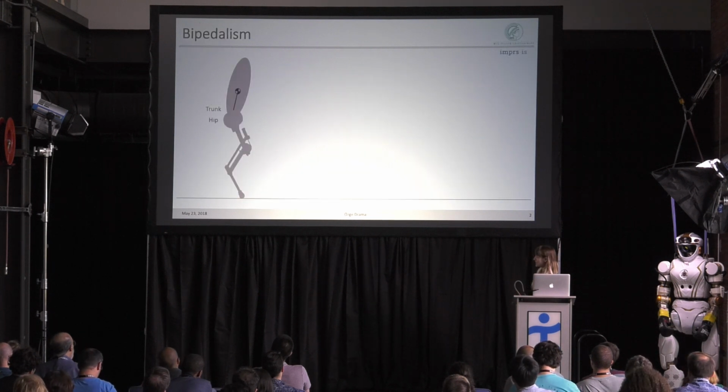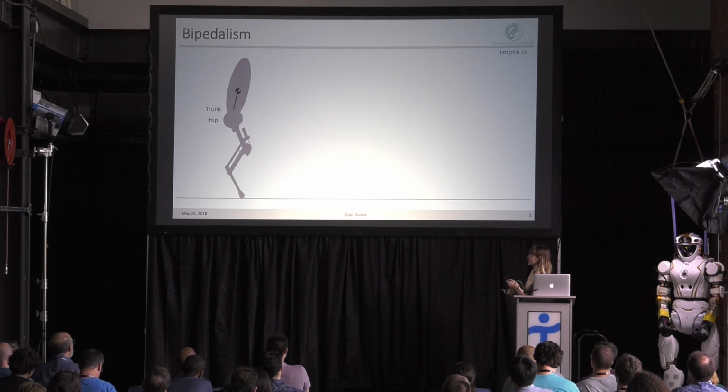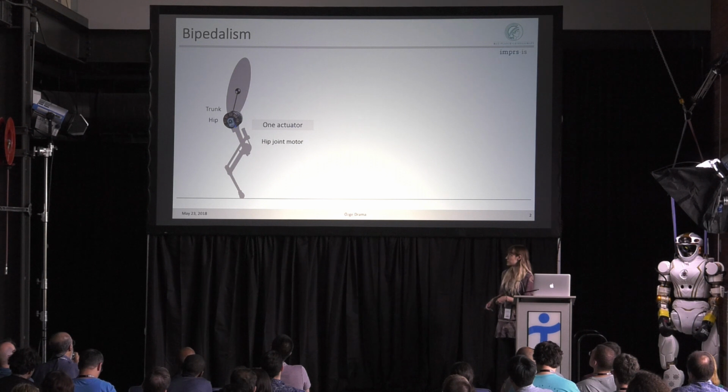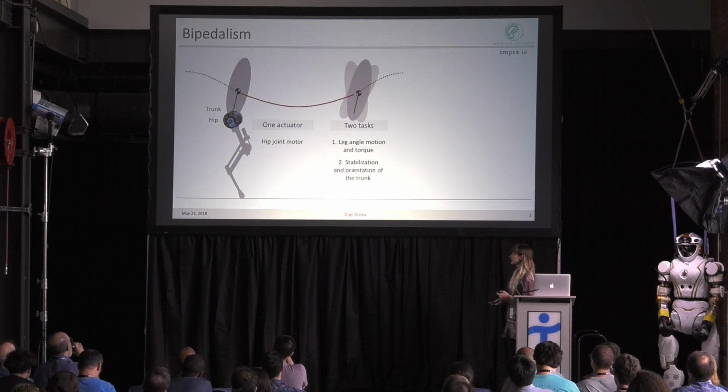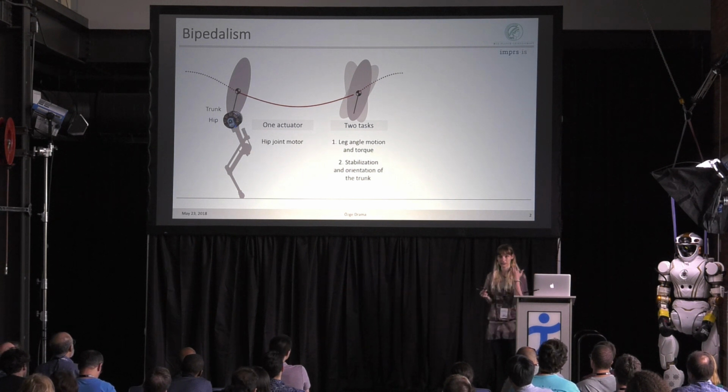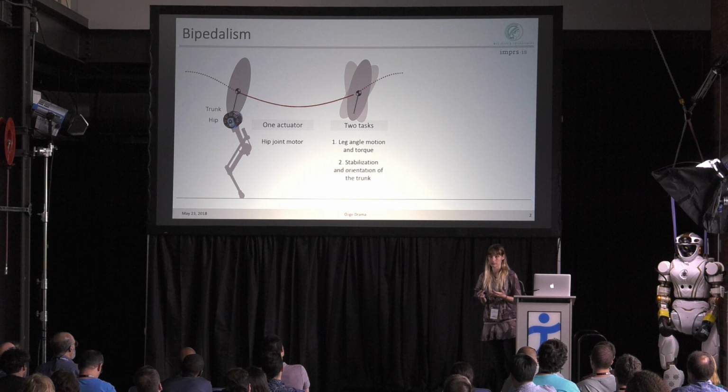So let's start with bipedalism. So we see the trunk and the hip. And the challenge here is that we have only one actuator located at the hip, and it has to provide two tasks basically. It has to move the leg, and it has to stabilize and orient the trunk at the same time, which makes things highly decoupled.